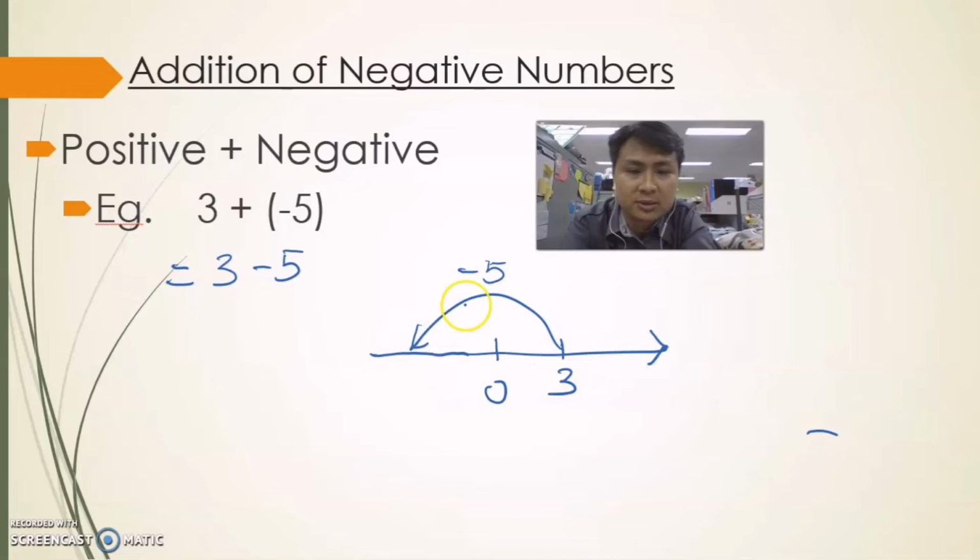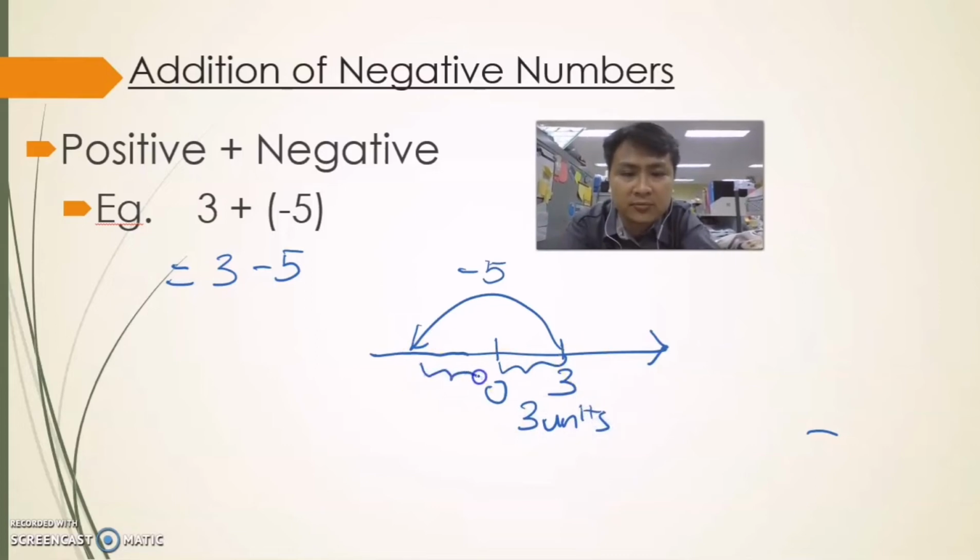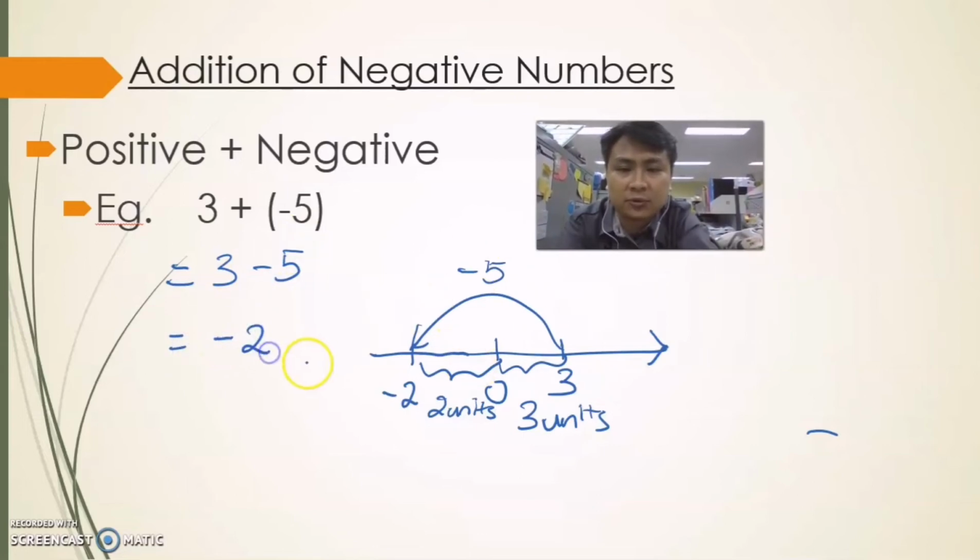When we move 5 steps to the left, how many units are there here? There are actually 3 units. So how many units are we left? Because we are moving 5 steps back, 5 minus 3, we are left with 2 units. So 2 units to the left of 0, what will it become? The value will be negative 2. So the answer for 3 plus negative 5, which is equal to 3 minus 5, is negative 2 using the number line.